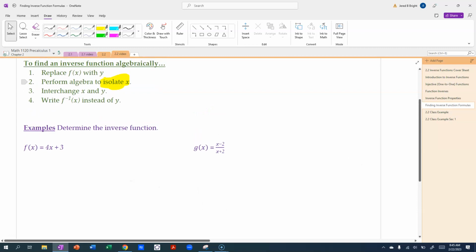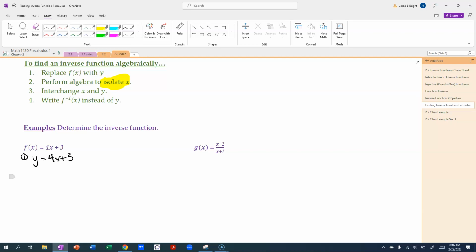Okay, so let's follow these steps. Step 1. Replace f of x with y. Okay, that is super tough. Whew. Okay, there we go. Number 2, we want to isolate x. So at the end, I want it to say x equals something, right? So what do I do to isolate x? I have to subtract 3. Okay, so subtract 3. y minus 3 is equal to 4x.